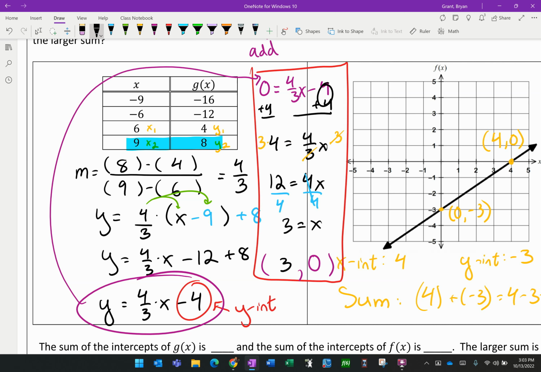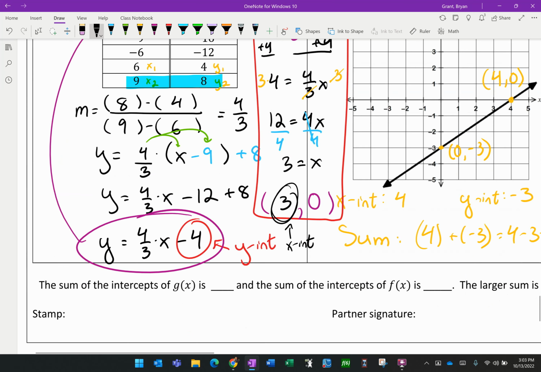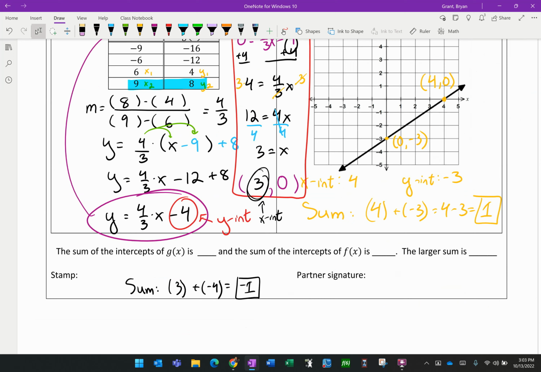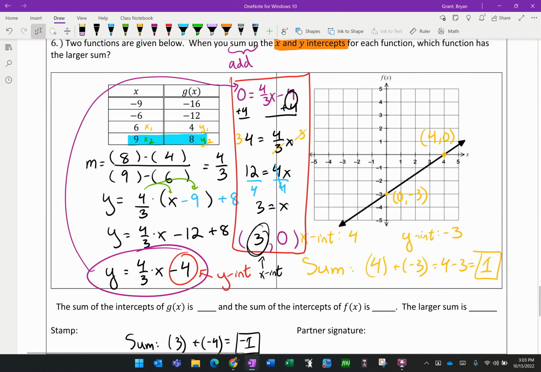All right, we've now found our y-intercept and our x-intercept, but we still don't quite know the answer to this because we have to find the sum of those two. So if I want the sum, we have our x-intercept plus our y-intercept, and that gives us -1. So the sum of the intercepts of g of x, that's this guy over here, was -1. The sum of the f of x intercepts were +1. Which one is larger? Well, +1 is absolutely the larger one, or the ones from f of x if you'd like.